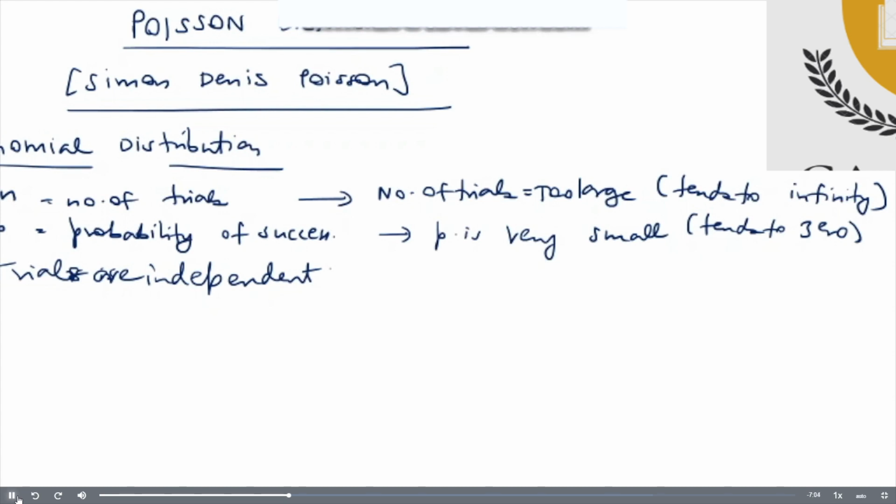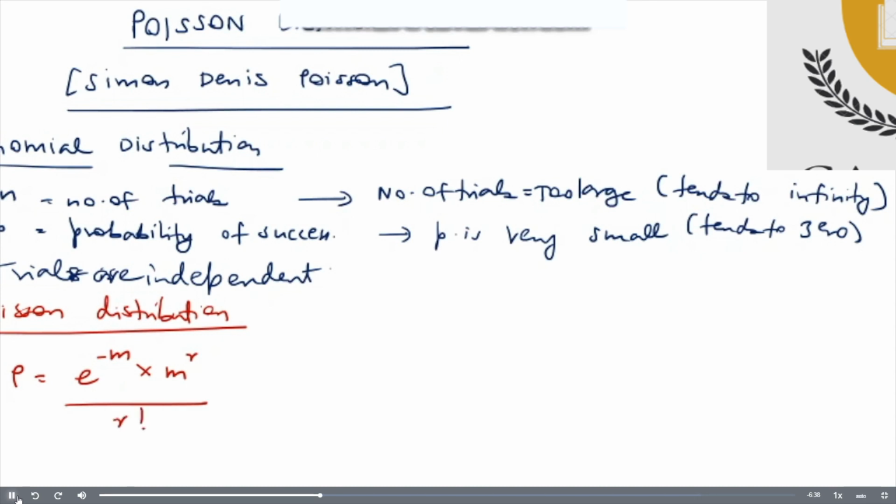Under Poisson distribution, we will calculate the probability with the help of this formula: e to the power minus m into m to the power r divided by r factorial. Let us see what each one is one by one. Here e is the exponential function. And what is m? If you recall, in binomial distribution, we learnt that the mean is equal to np. This is what we denote as m. This is nothing but the average.